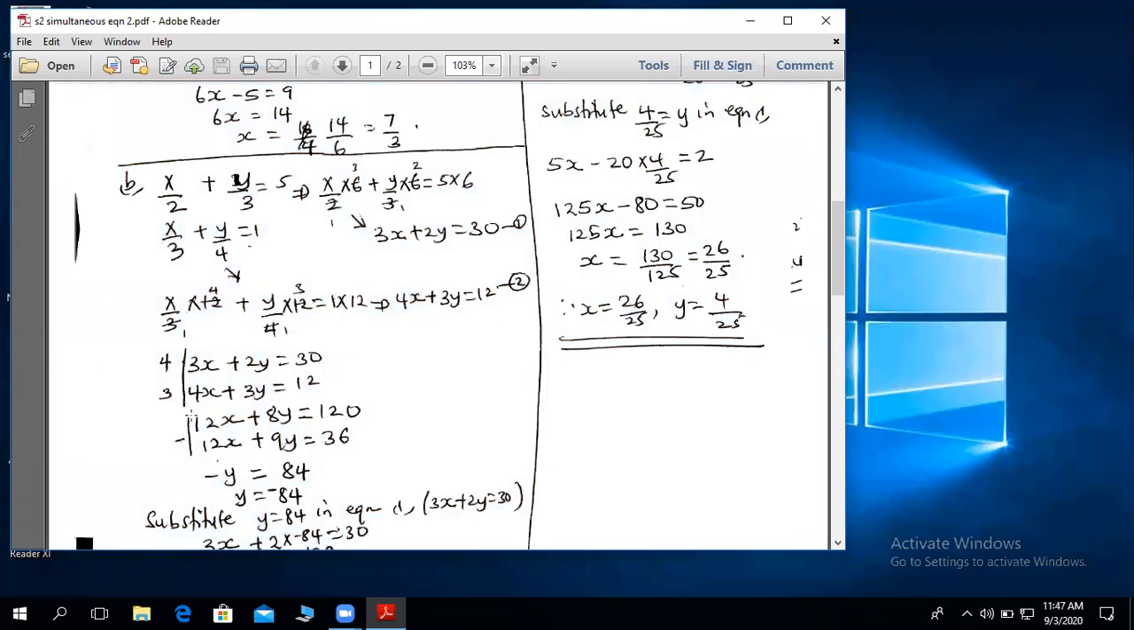And when I do that, why do I do that? I want the values of x to be the same, such that I can subtract. Now 4 times 3, the answer is 12x. 4 times 2, the answer is 8y. Then 4 times 30, the answer is 120. 4 times 3 times 4, the answer is 12. 3 times 3, the answer is 9, it is clearly shown here.